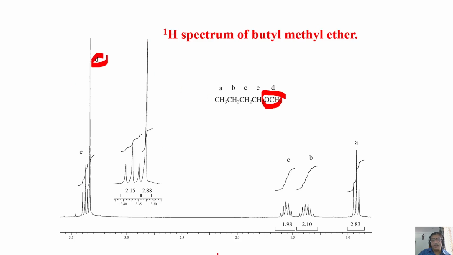This is proton D. It is not coupled to anything, though CH2 is there. This CH2 is coupled to this, so it has to be a triplet. See, there is a triplet here. This is proton E. Then these CH2 protons are coupled to the CH2 here and the CH2 here. It is a triplet of triplets.